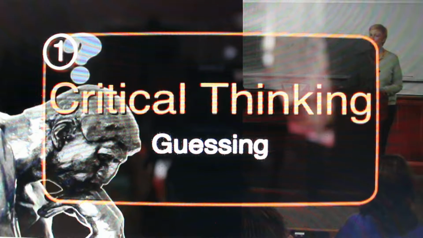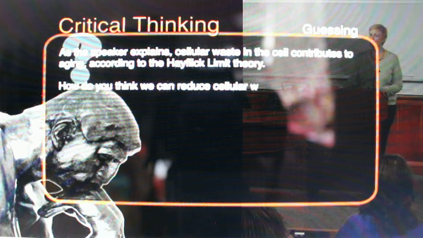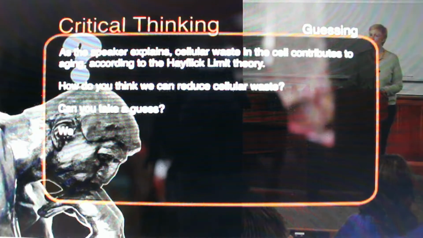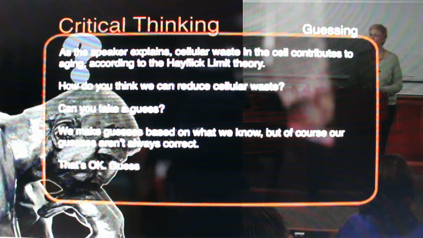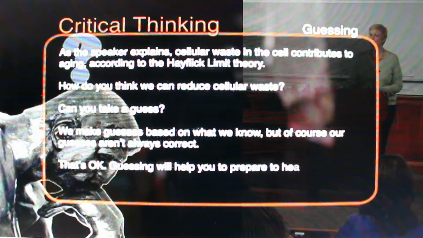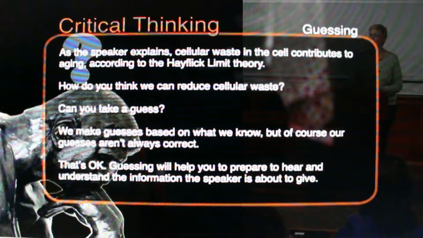Critical thinking. Guessing. As the speaker explains, cellular waste in the cell contributes to aging, according to the Hayflick limit theory. How do you think we can reduce cellular waste? Can you take a guess? We make guesses based on what we know, but of course our guesses aren't always correct. That's okay. Guessing will help you to prepare to hear and understand the information the speaker is about to give.